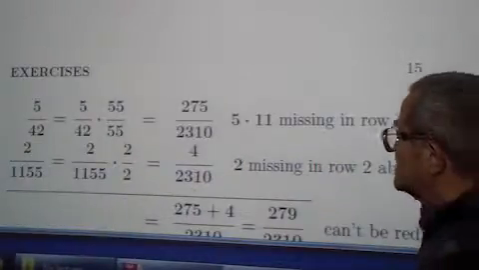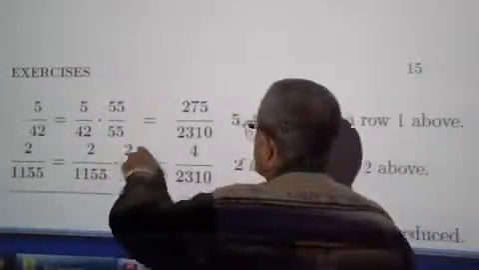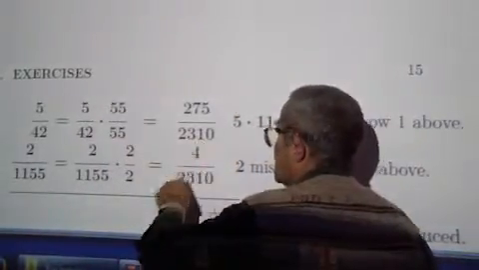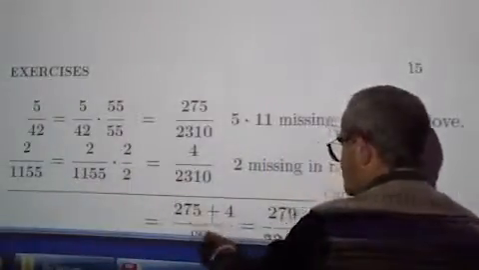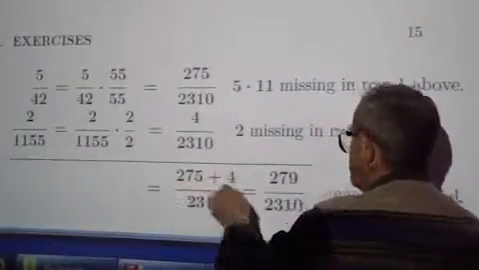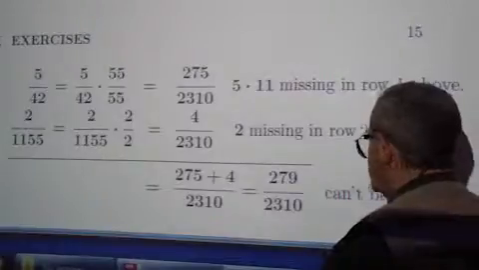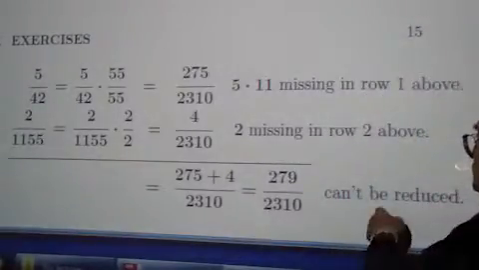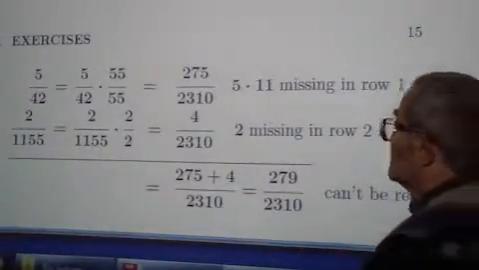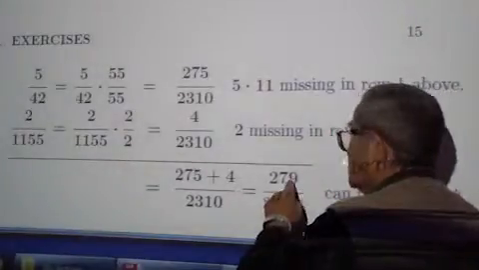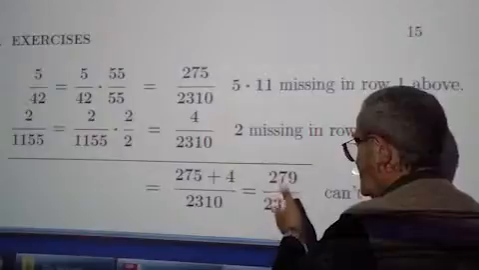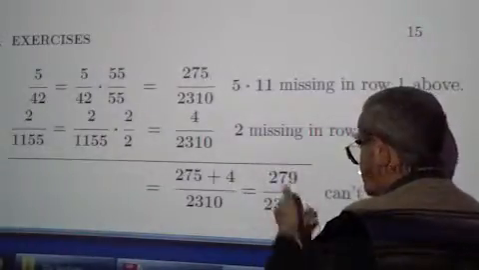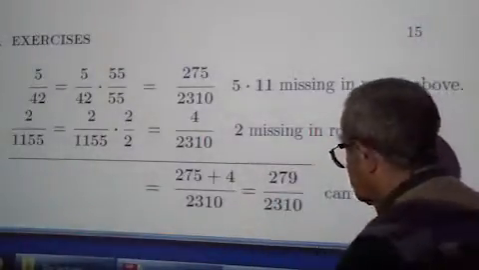Okay, so 5 over 42 I multiply by 55 over 55 to get that denominator. This one I multiply by 2 over 2. I have the same denominator. I can subtract the numerators, which gives me 279 over 2,310, which cannot be reduced. Why? Because 2 doesn't go, 3 doesn't go, 5 doesn't go, 7 doesn't go, and what else? 11, I think we have an 11. That doesn't go in here. That's it.